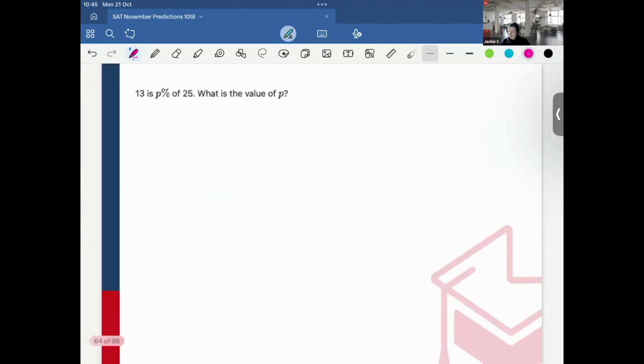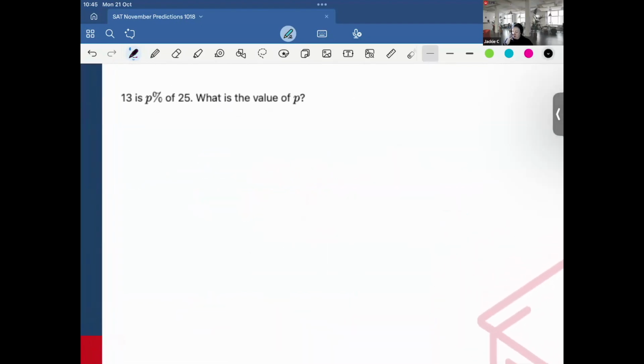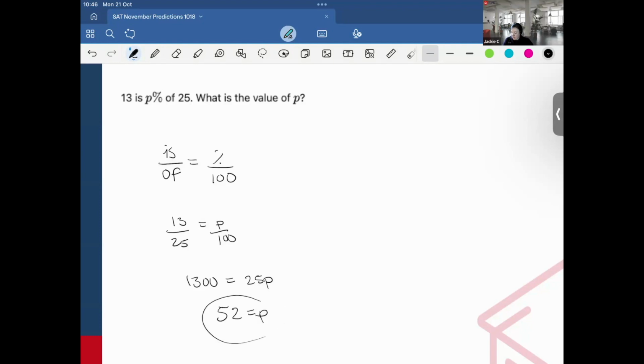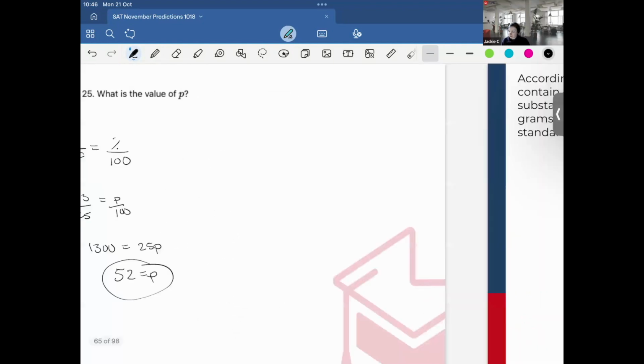Okay, another one. 13 is p% of 25. What is the value of p? I can use the percent proportion formula, is over of equals percent over 100. So 13 is p%, what I'm solving for, of 25. Multiply, so 1300 is equal to 25p, and then divide. 1300 divided by 25 will give me 52 is equal to p, which is our amazing answer.